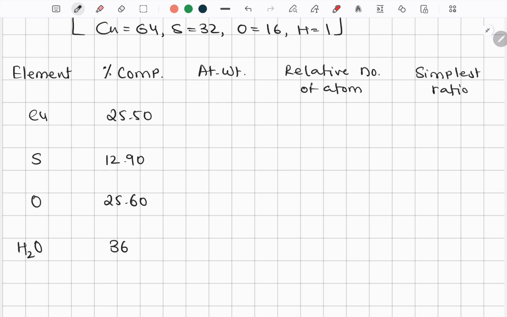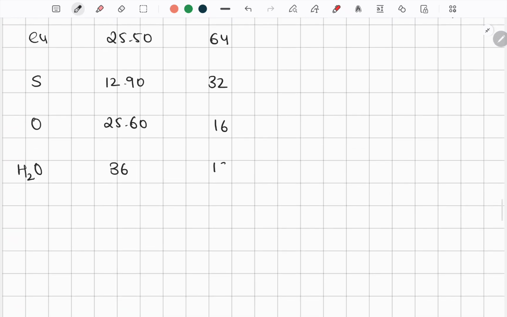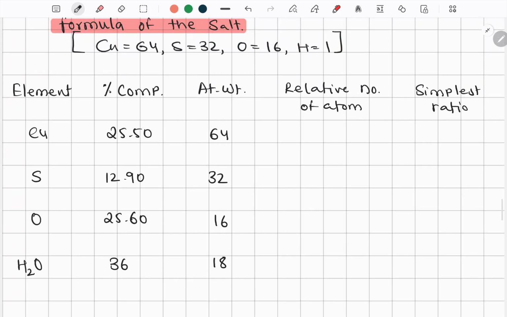Now we're talking about the atomic weights. Copper's atomic weight is given, which is 64, sulfur is 32, oxygen is 16. Water is not given, but we know the formula of water, H2O: hydrogen 2 into 1 and 1 oxygen, which is 16. That means the overall molecular weight of H2O is 18, so in place of atomic weight, we're going to put 18. Now we have to calculate the relative number of atoms. How do we get it? By dividing percentage composition by atomic weight.